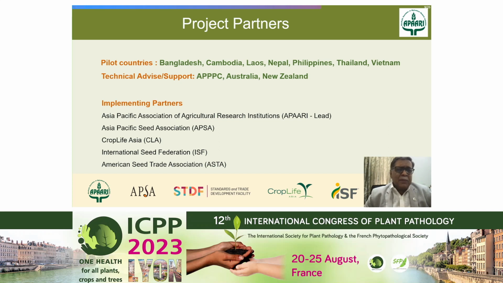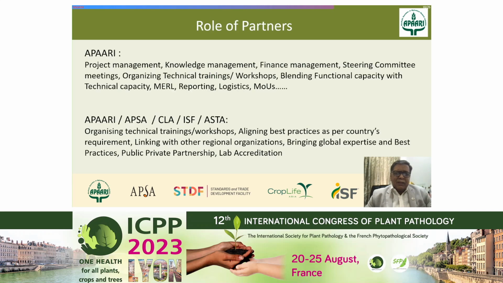7 countries, I'm sorry, and with the technical support from Asia Pacific Plant Protection Commission and from the NPPOs of Australia and New Zealand. And we have the 5 implementing partners. In fact, apart from APARI, we have 4: Asia Pacific Seed Association, CropLife Asia, International Seed Federation, and American Seed Trade Association. These partners were very important from the private sector to achieve the multiple targets of the project. There is a specific allocation of work for APARI, which is the project lead, and on the technical side, we 5 partners have assured who will be doing what and how.